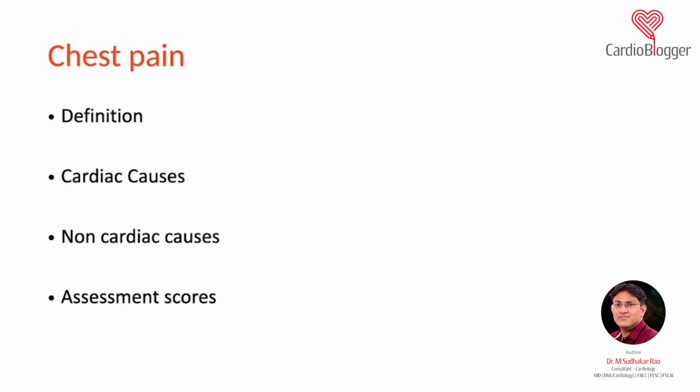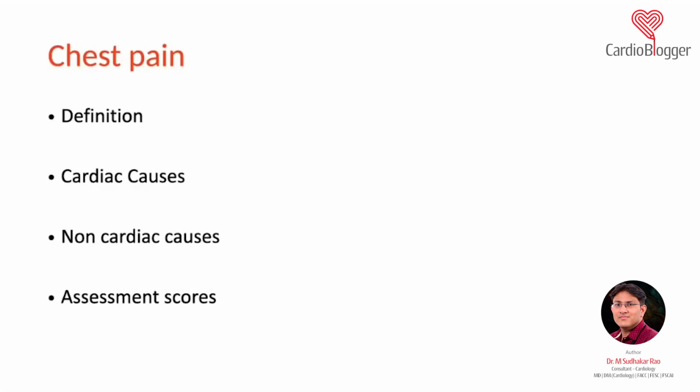Point two is how it is precipitated. It is precipitated usually by exercise, anginal pain. And third is how it is relieved. It is relieved by rest, and it is relieved by nitroglycerin. So if a patient has all these 3 points, 1, 2, and 3, it is known as typical angina.